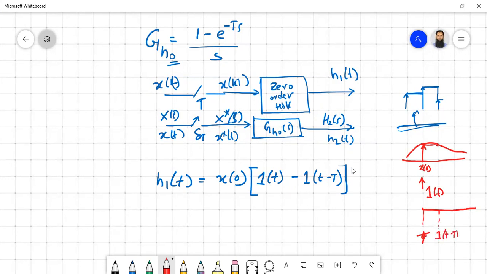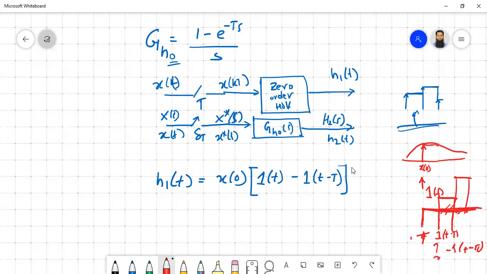So if you subtract from 1t to 1t minus t, basically you're subtracting from this whole thing, so this one is canceled. Now you just have this particular sample. Similarly, for the next instant, if the magnitude is this and that, you actually have to subtract from 1t to 1t minus twice t. In this way, you're figuring out this one, then maybe the next sample. So this is how it is.